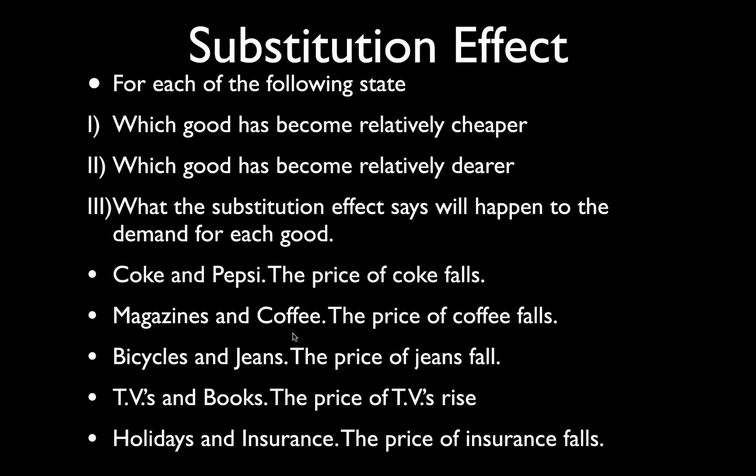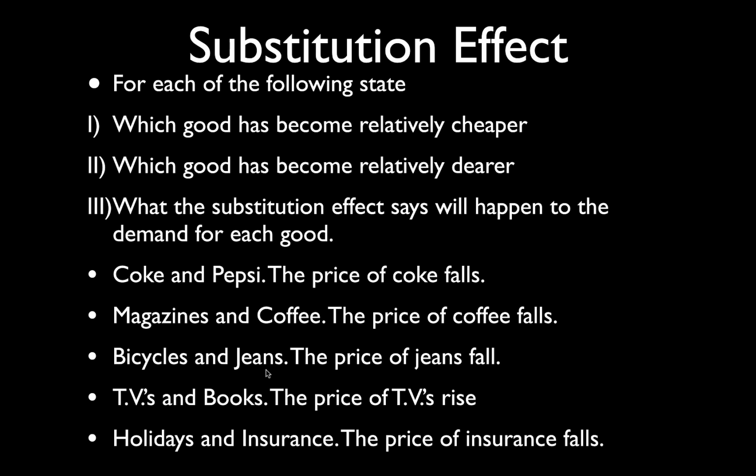Right? Now, magazines and coffee, they are not substitutes, I don't think. The price of coffee falls. Okay, so which has become relatively cheaper? Well, coffee's price has fallen, magazines' price has stayed the same, therefore coffee is relatively cheaper, and the magazine is relatively more expensive. So what does the substitution effect say will happen to the demand for each good? The substitution effect says you always buy more of a relatively cheaper good. So as the price of coffee has fallen, making it relatively cheaper, you will buy more coffees. Your nominal income has stayed the same, so therefore you'll have to reduce the amount of magazines that you buy. And that's literally it, okay? You always buy more of a relatively cheaper good, you always buy less of a relatively more expensive good.